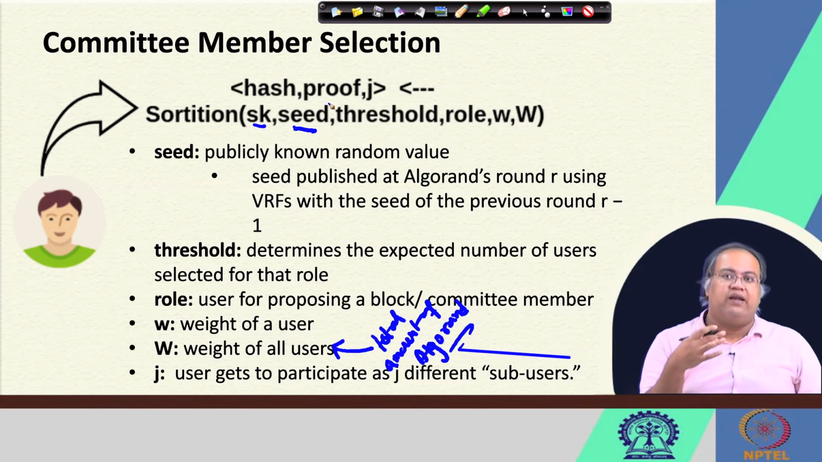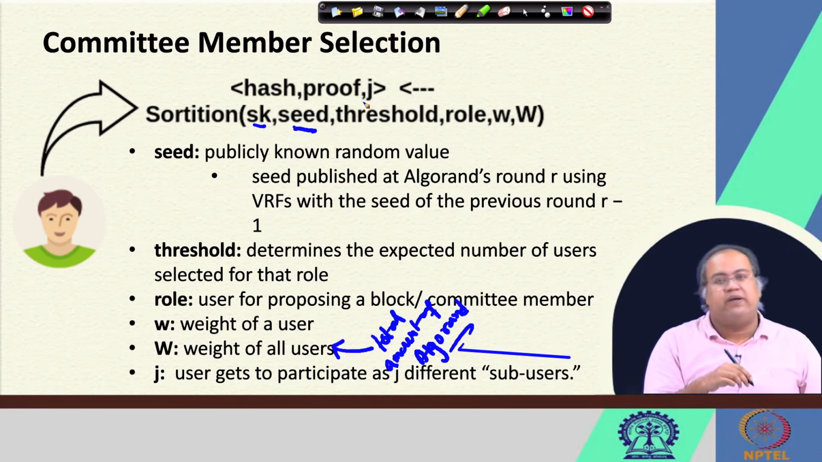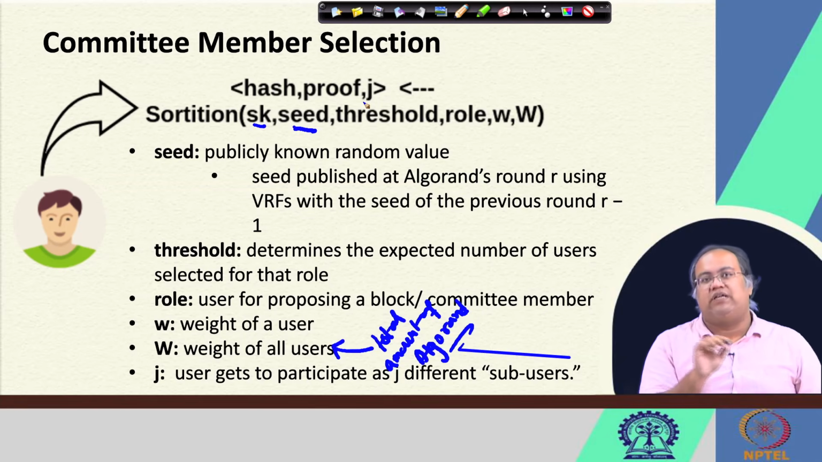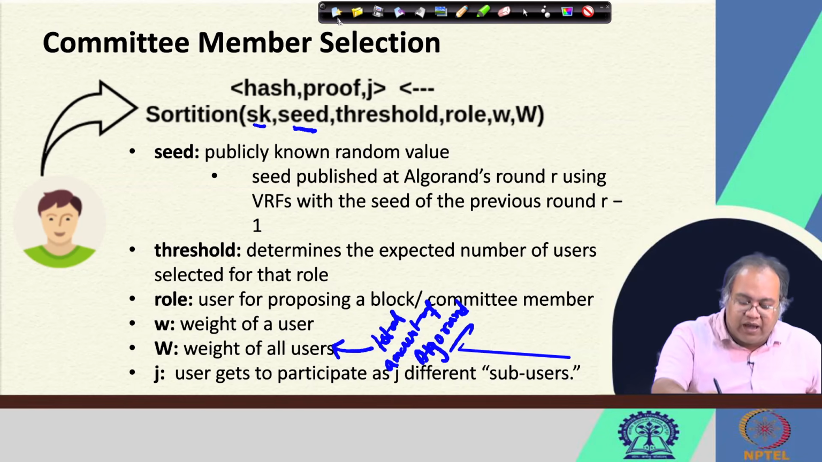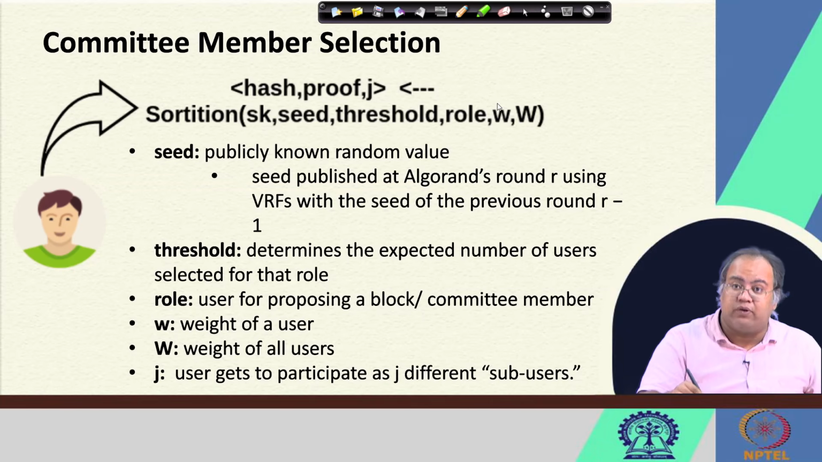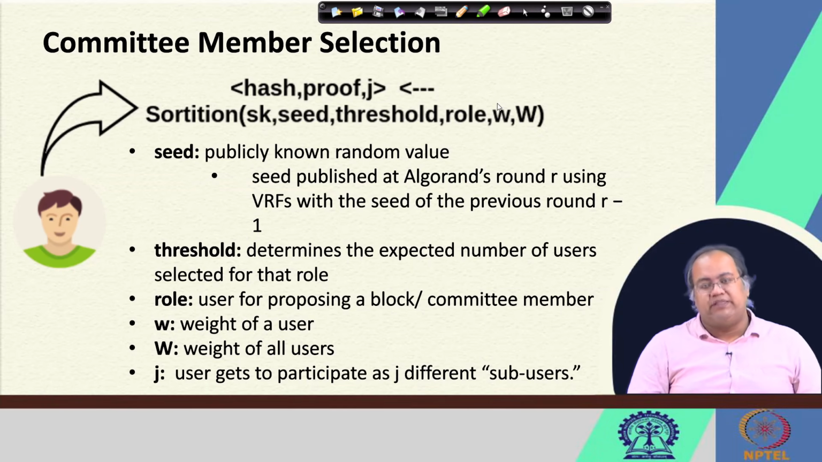If the value j is non-zero, it means the user is part of the committee. If the value j is 0, that means it is not a part of the committee. And I have the hash and the corresponding proof, which helps me validate that I have run the cryptographic sortition mechanism correctly with the help of this verifiable random function, and that whatever information I claim through the gossip protocol is correct. So this is the core idea behind cryptographic sortition, through which the committee members are selected.